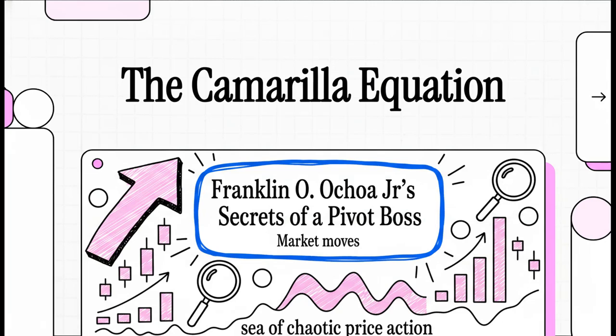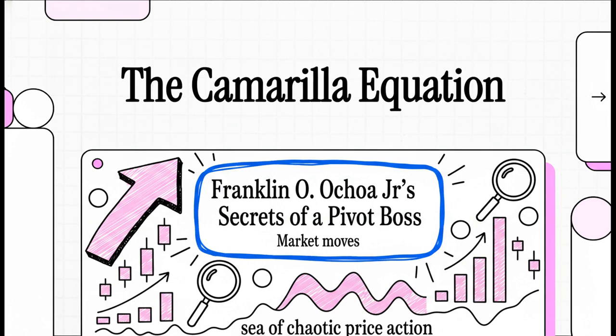Welcome to The Explainer. Today, we're diving into some absolute game-changer concepts from Franklin O. Ochoa Jr.'s book, Secrets of a Pivot Boss. We're going to focus heavily on the Camarilla equation. If you've ever felt like the market is just completely chaotic, well, the book presents this equation as an incredibly powerful blueprint for predicting market moves.